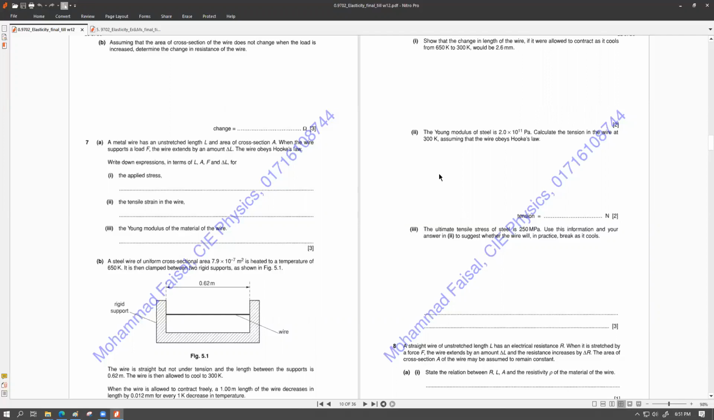Number three, this is what I really want you to attempt. I really want you to think about number three. I will help you, but please do think about number three.